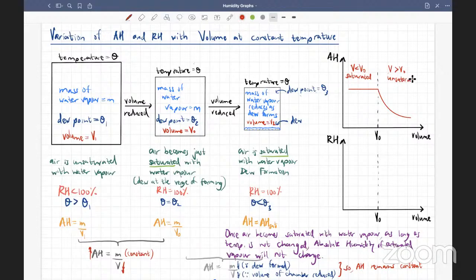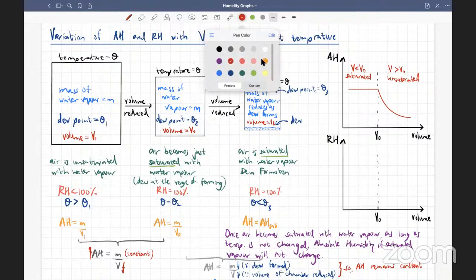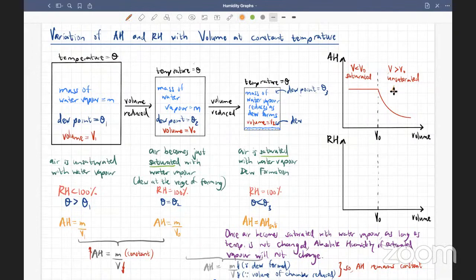Unsaturated. It won't be a straight line. It should be a curve. Can't be a straight line. Why curve? Absolute humidity is equal to mass over volume. Absolute humidity is inversely proportional to volume. So when it is inversely proportional to volume, it should be a curve, right? Like the Boyle's law graph. Agreed?